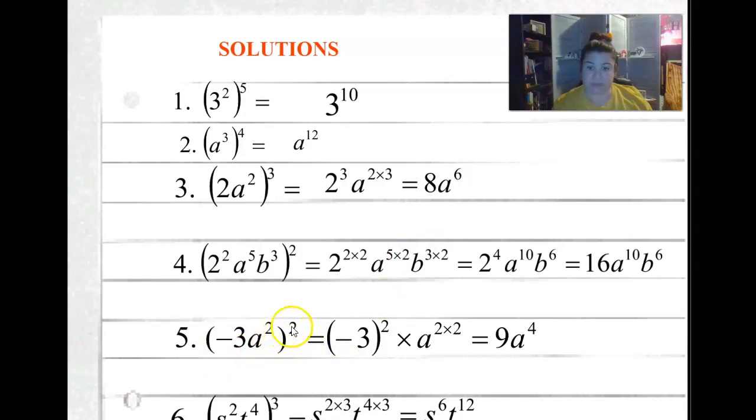Okay, here we're getting trickier. Number 5. Remember, we've got to distribute this 2 out. So it's going to be negative 3 to the 2nd power. And then a to the 2 times 2 power. So 3 times 3 is 9. And when negative times a negative is a positive, so it'll be positive 9.